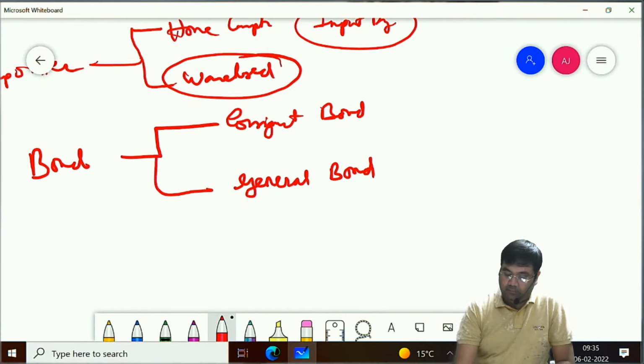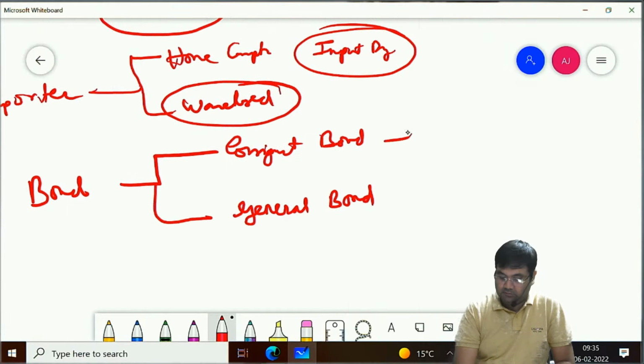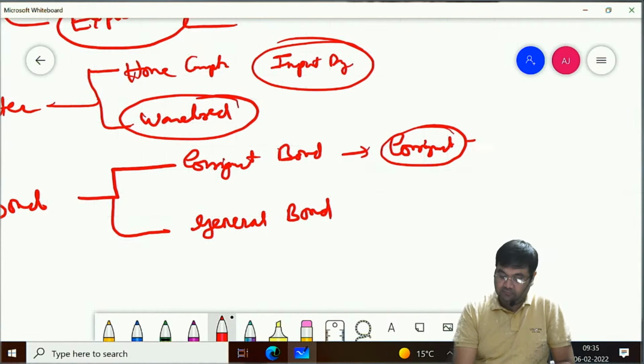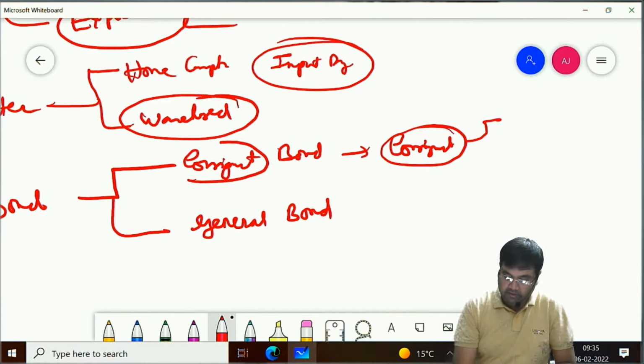So consignment bond, you can see by name itself, it's a consignment. So this bond is basically consignment wise. So you imported 10 consignments, so 10 into bond, bill of entry wise bond. Okay, individual bond, consignment wise bond.